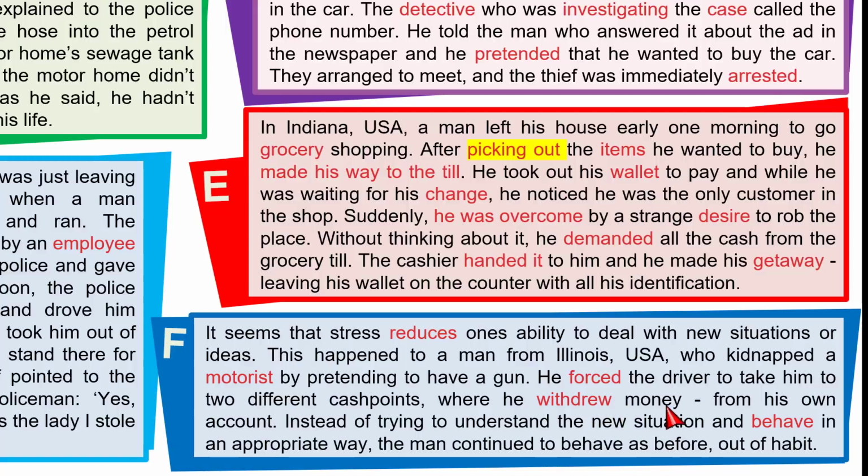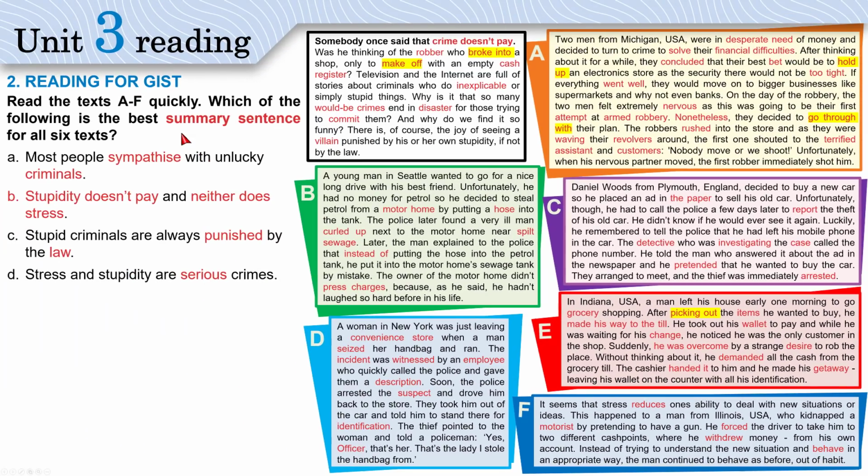Why did he do that? He was very nervous. He didn't focus. Out of habit. It was just a habit to withdraw money from your account. So which sentence is the best summary for all 6 texts? It's B. Stupidity doesn't pay and neither does stress. Because these people were under a lot of stress, they couldn't act. They couldn't finish their crimes.